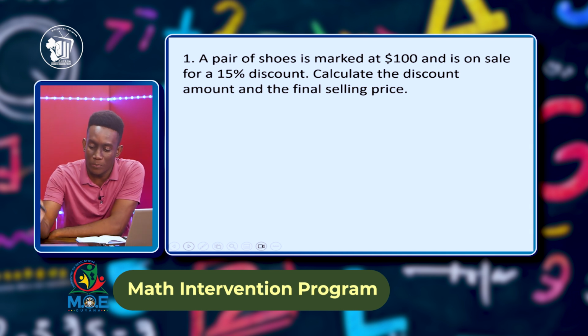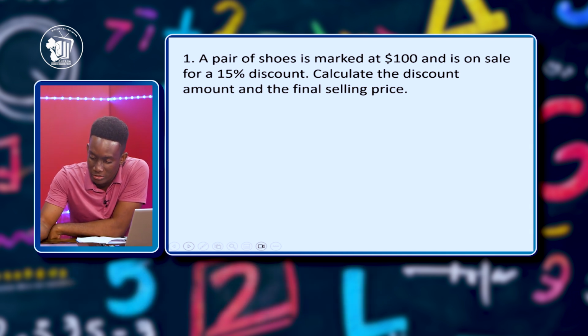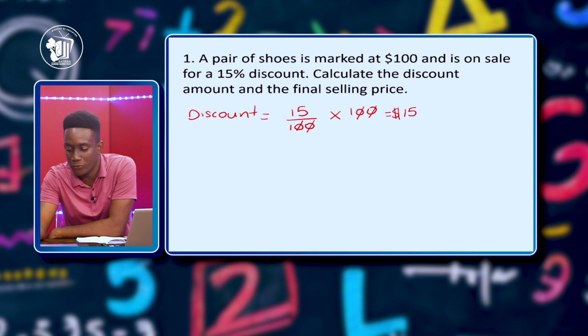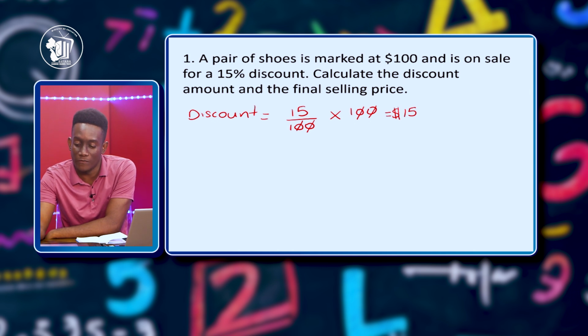So let's go. So the pair of shoes is marked at $100 and is sold at a 15% discount. So let's calculate the discount amount. So the discount would be, it's 15%, so it's 15 over 100 multiplied by 100. So this 0 cancels with that 0, this 0 cancels with that 0, so 15 times 1 would give us 15. So we see the pair of shoes will have a discount of $15.